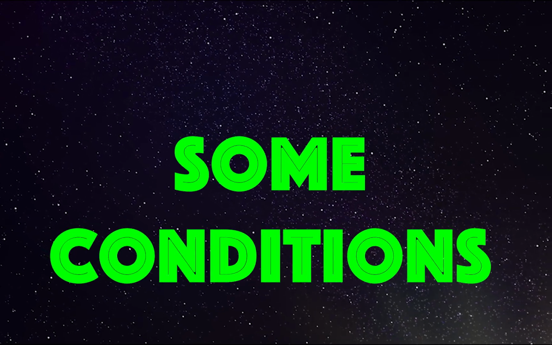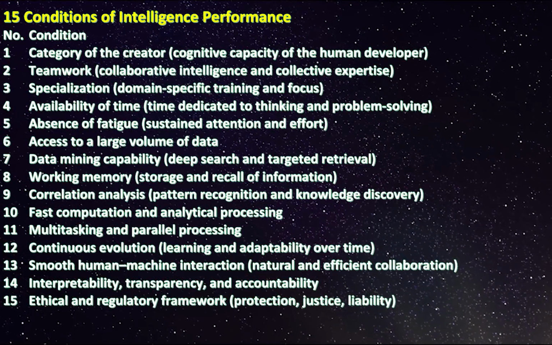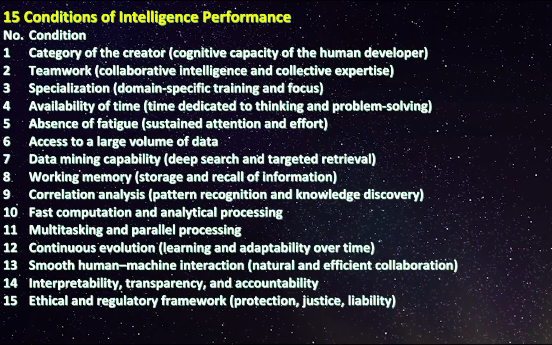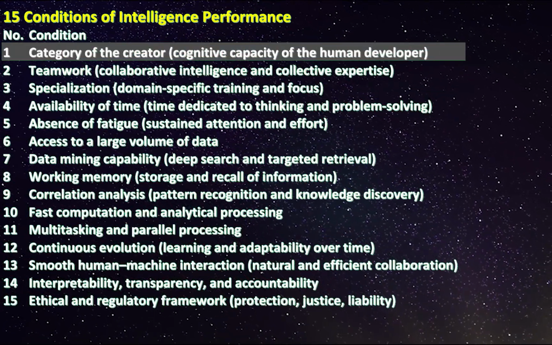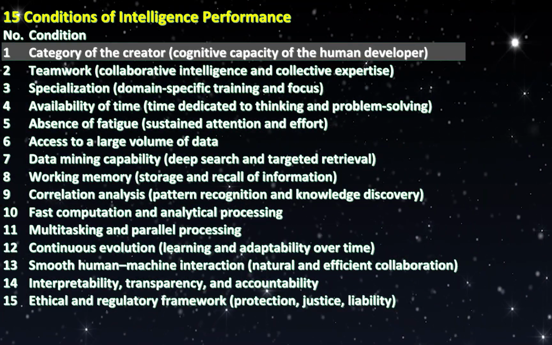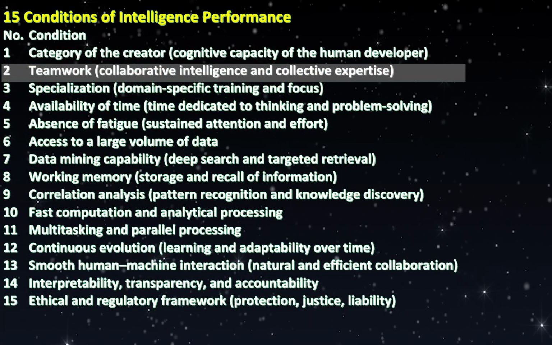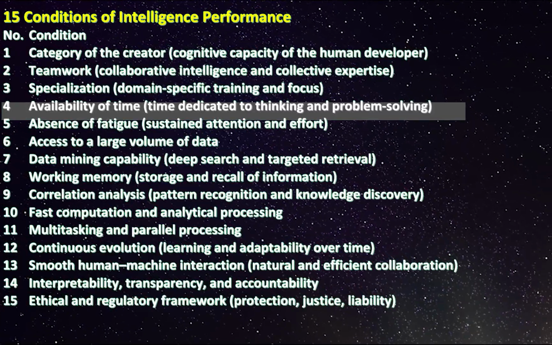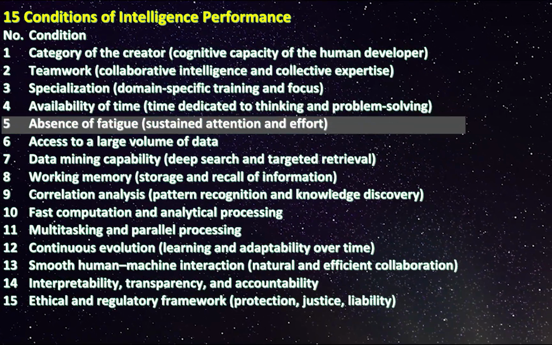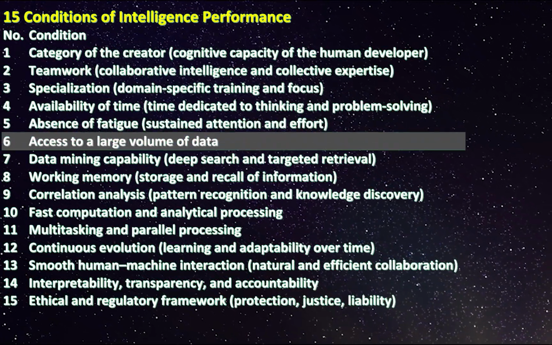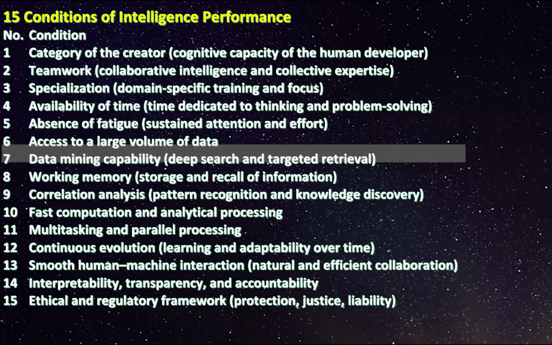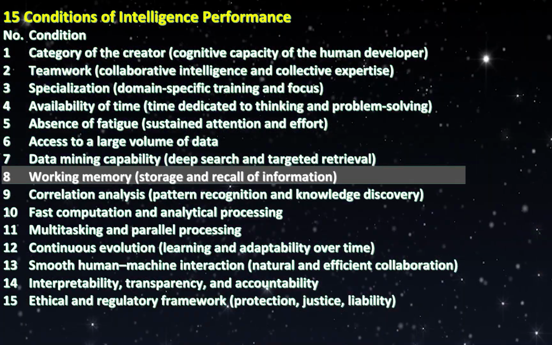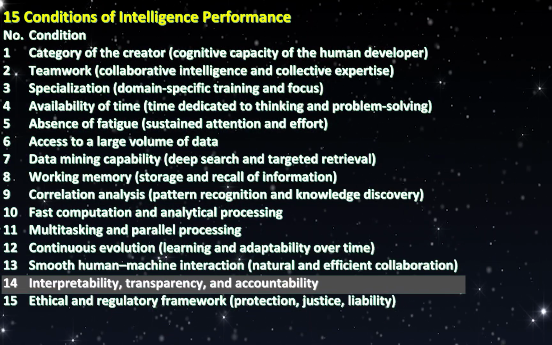These conditions are not theoretical. They are observable, measurable, and more importantly, they guide the design, deployment, and assessment of AI. Let us briefly revisit a few of them: the cognitive capacity of the creator, which determines how sophisticated the system or solution can be; teamwork, collaborative intelligence across multiple agents or minds; specialization, where deep domain knowledge enhances precision; the availability of time to process, reason, or compute; the absence of fatigue, giving AI a natural edge in sustained tasks; access to large and well-organized data and the ability to mine it; working memory and correlation analysis, critical for pattern recognition; speed, multitasking, evolution, interpretability, and ethical grounding.